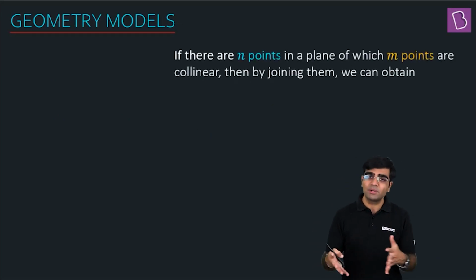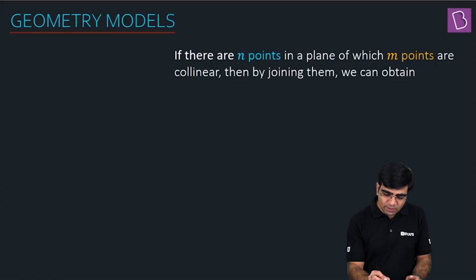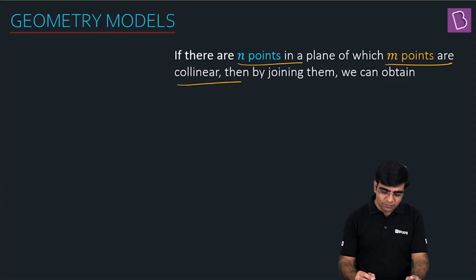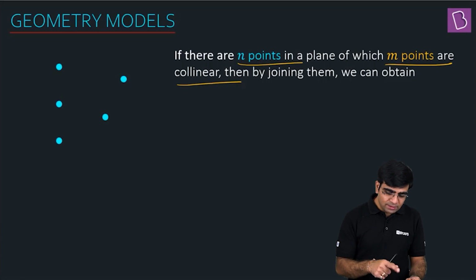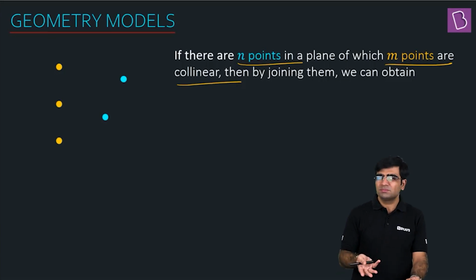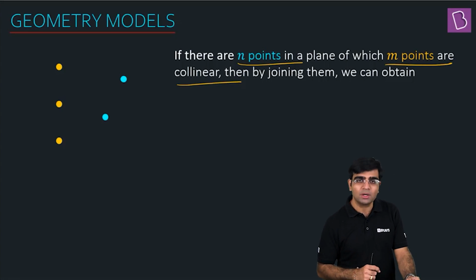There are some points which are collinear as well. So there are n points in a plane of which m points are collinear. Then we have to predict the number of triangles and the number of straight lines. Perfect. See, these 3 points are collinear. Can you see these 3 color-changed ones, the yellow ones, right? And the other 2 are just random points. So only these 3 points are collinear and the other 2 are not.